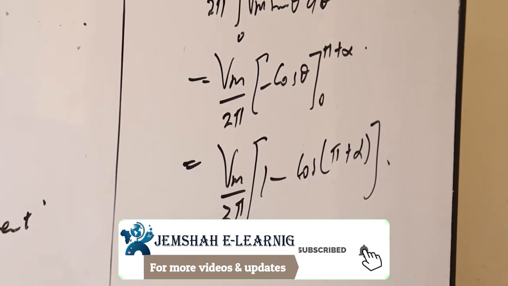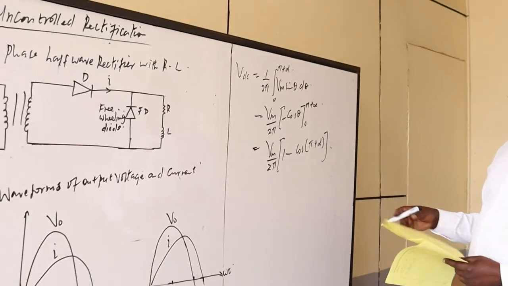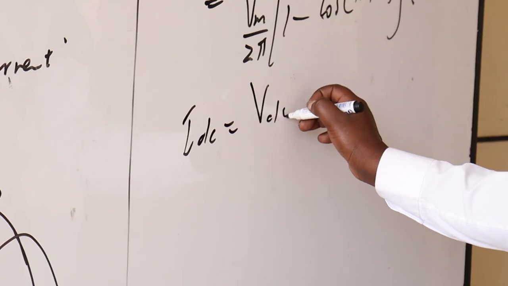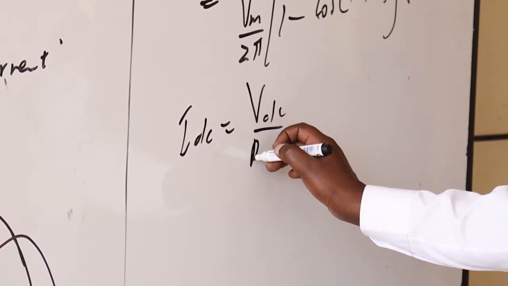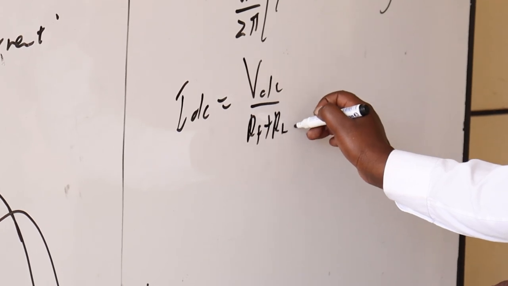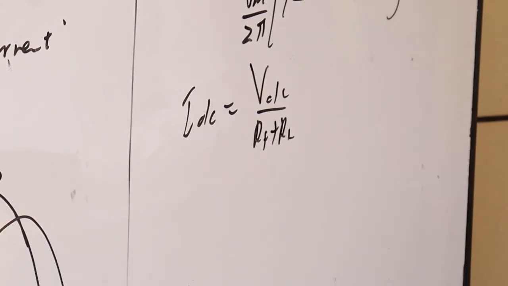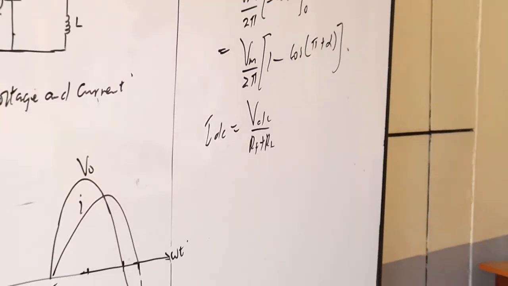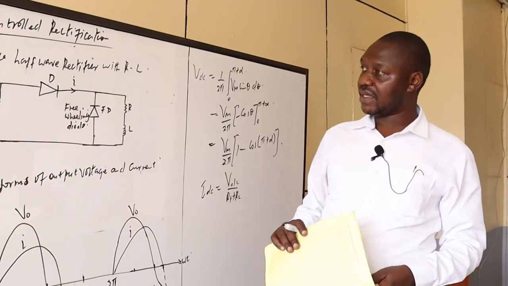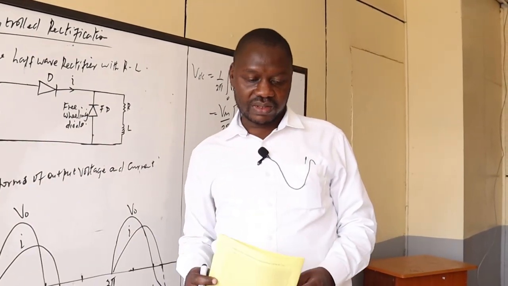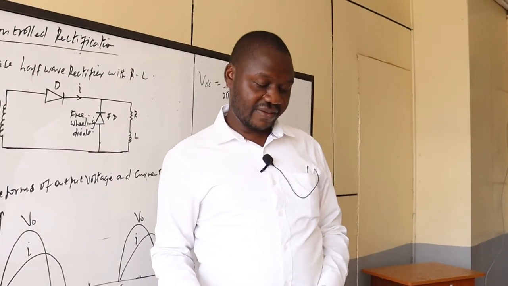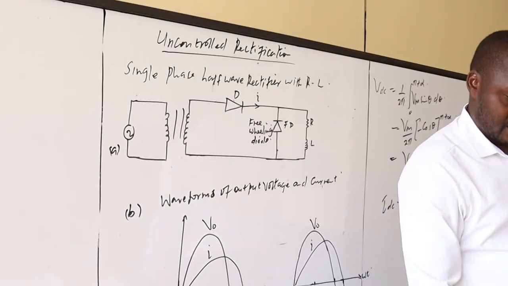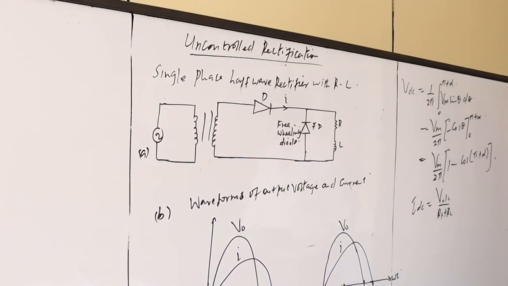That's the difference which needs to be noted. Then as usual, IDC will be VDC divided by RF plus RL. So that's all about the single phase half wave rectifier. Now the next type of rectifier is the full wave rectifier. So now we look at full wave rectification.